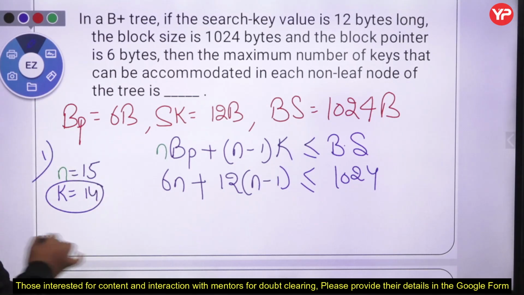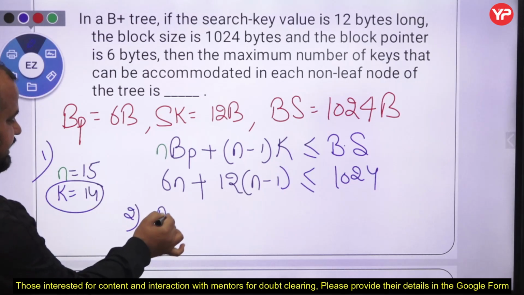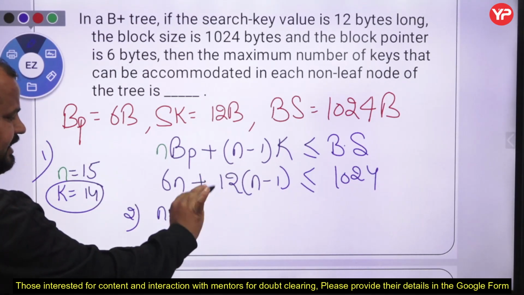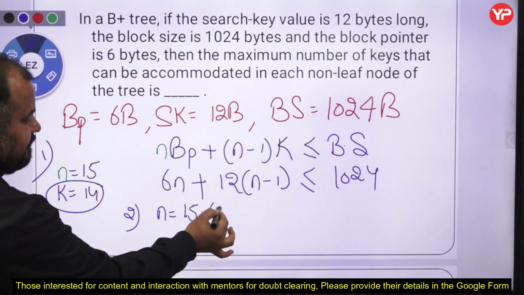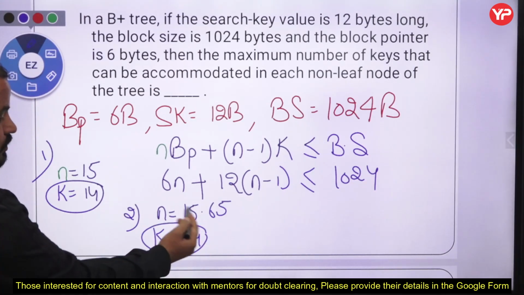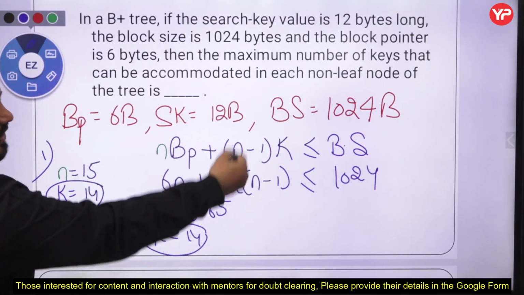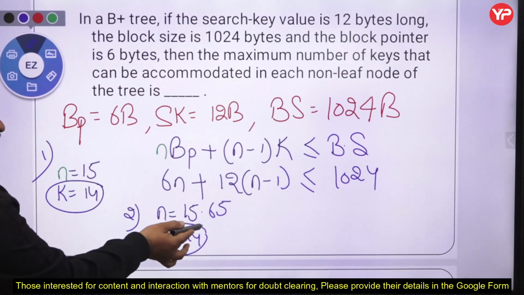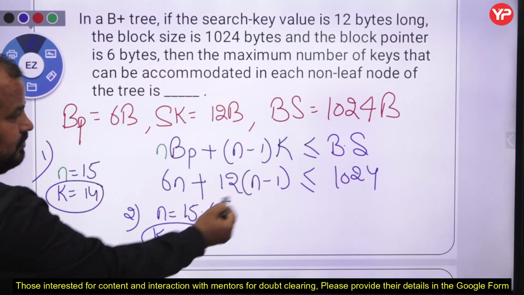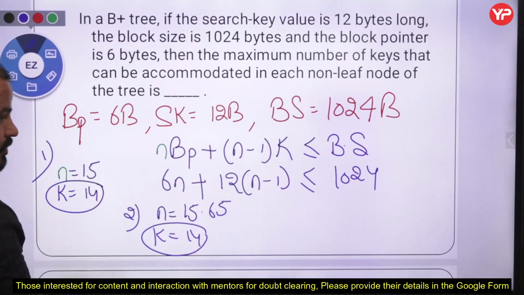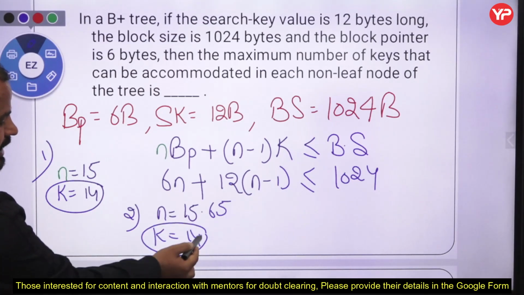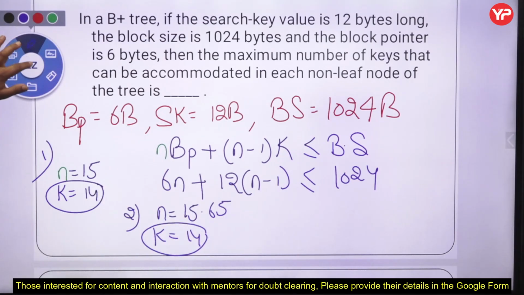This is the first case. But the second case is, suppose you get n equal to 15 point something, any value, say 15.65. Then again the keys should be 14. Why? Because you cannot accommodate 15.65 block pointers in a block. Either you can accommodate 15 or 16. If you take the ceiling value, then your block will overflow. That's why you have to take the floor value of the block pointers n. So n minus 1 is 14. Keep in mind that point.